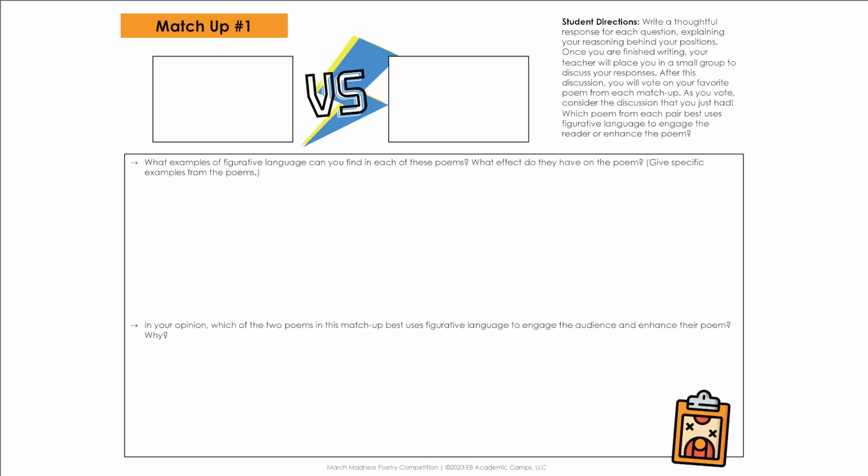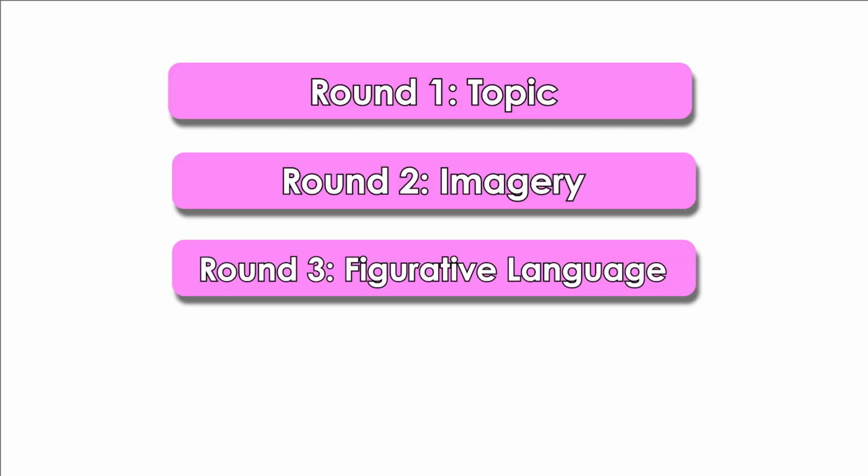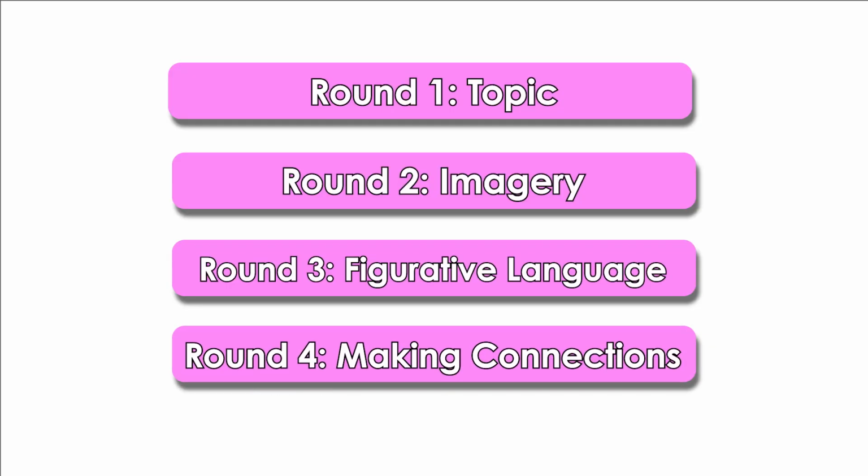Students also argue, like, which of these two poems in this matchup best uses figurative language to engage the audience and enhance the poem. Again, as always, students need to support their reasoning with textual evidence before deciding which poem advances. Now, the final round, round number 4, is all about making connections.